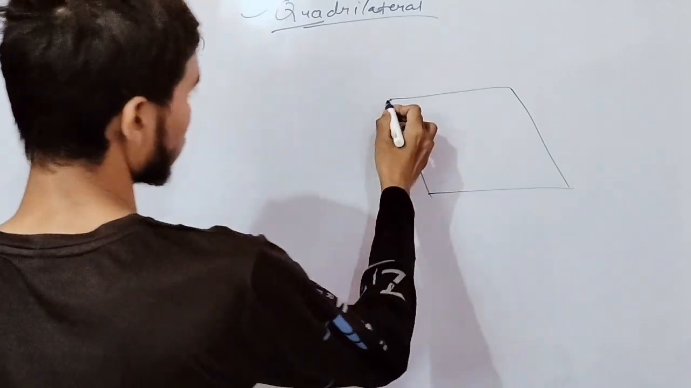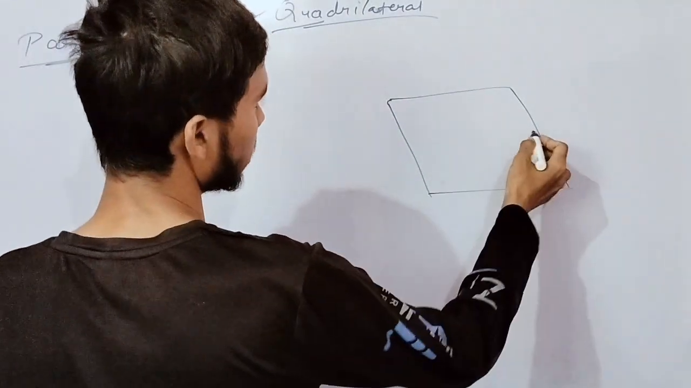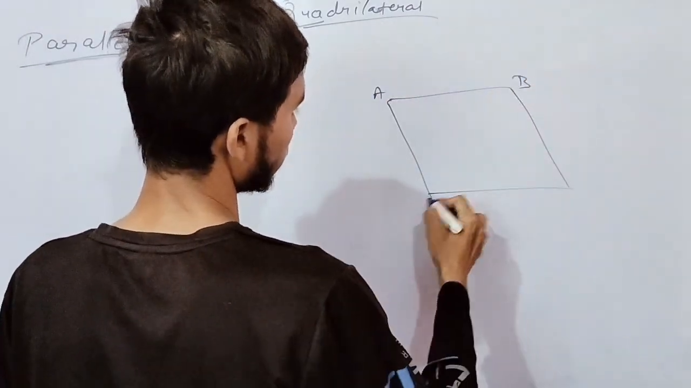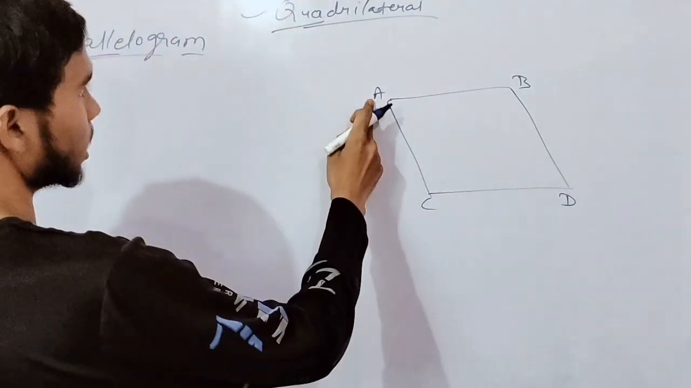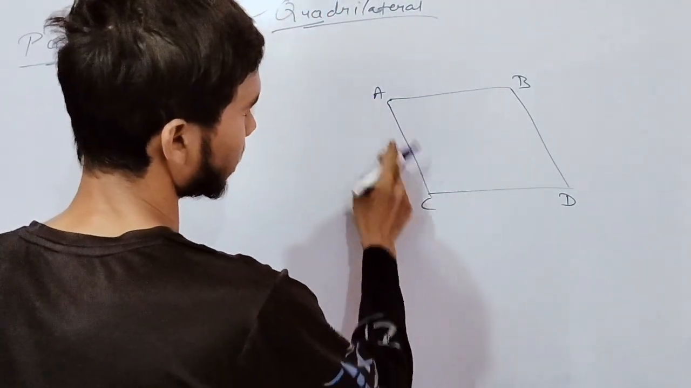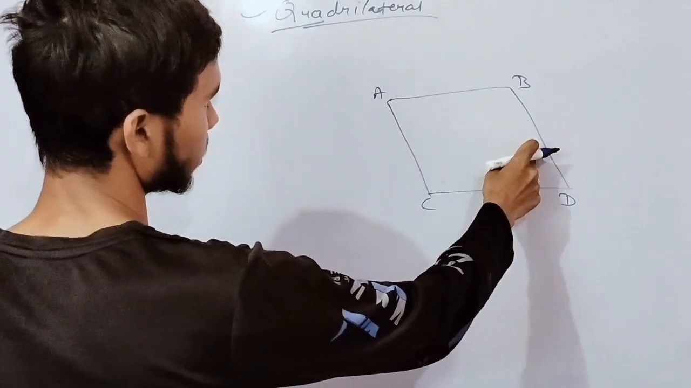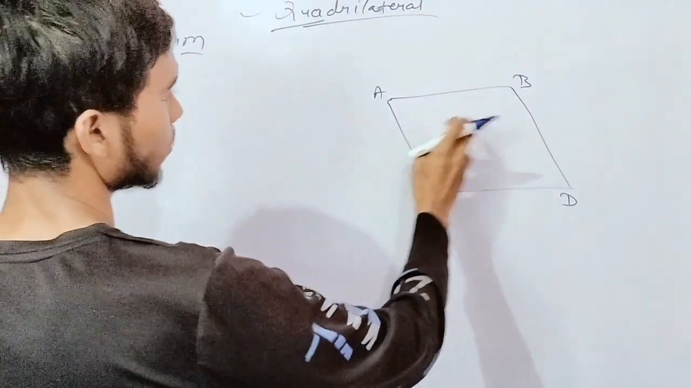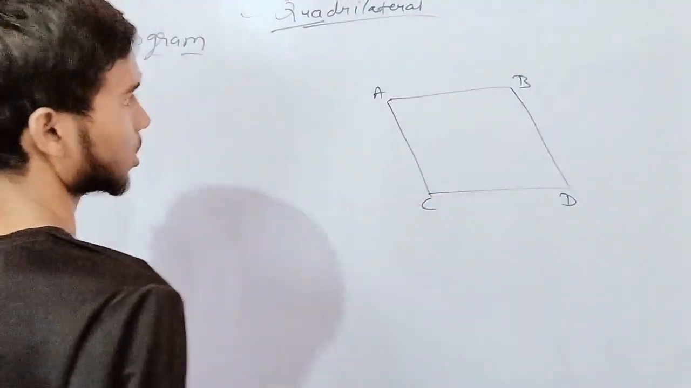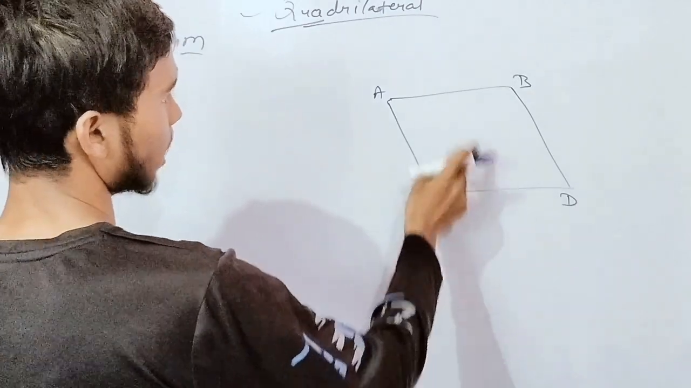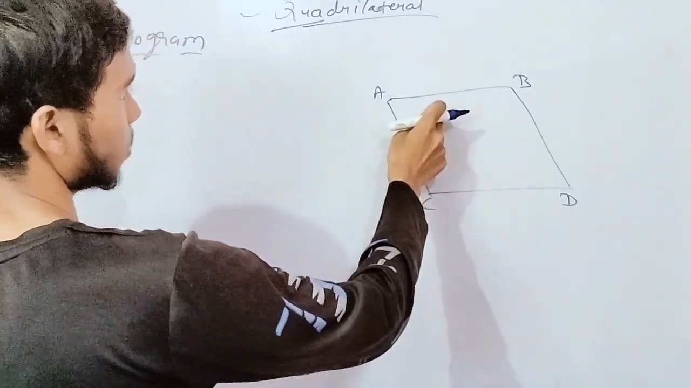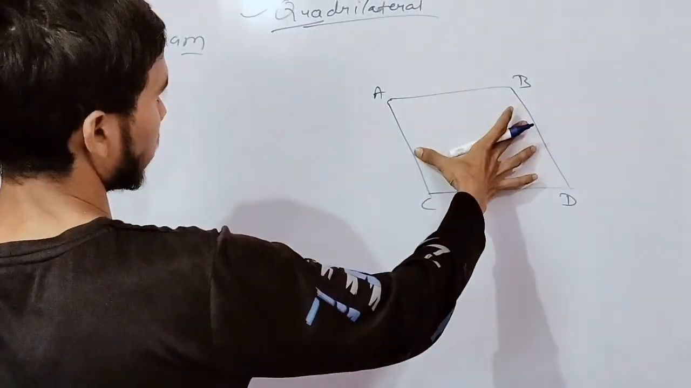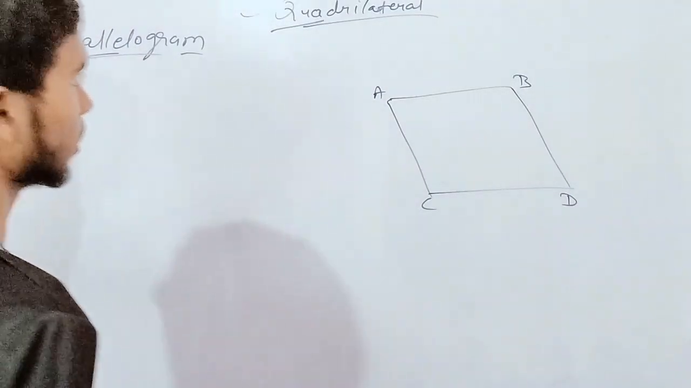This is parallel to this, A, B, C, D. This line is parallel to this. So the measure of this will be equal to the measure of this. This is a line which is parallel to this. So this is one pair of parallel lines. This is one pair of parallel lines. Clear?